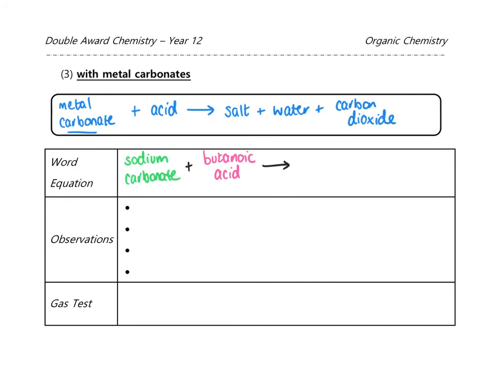So what are the products of our reaction going to be? Our salt, which, remember, first name from the metal, which is sodium. Second name from the acid, butanoic acid, is going to change to butanoate. Side products then are going to be water and carbon dioxide. And let's have a look at this reaction.